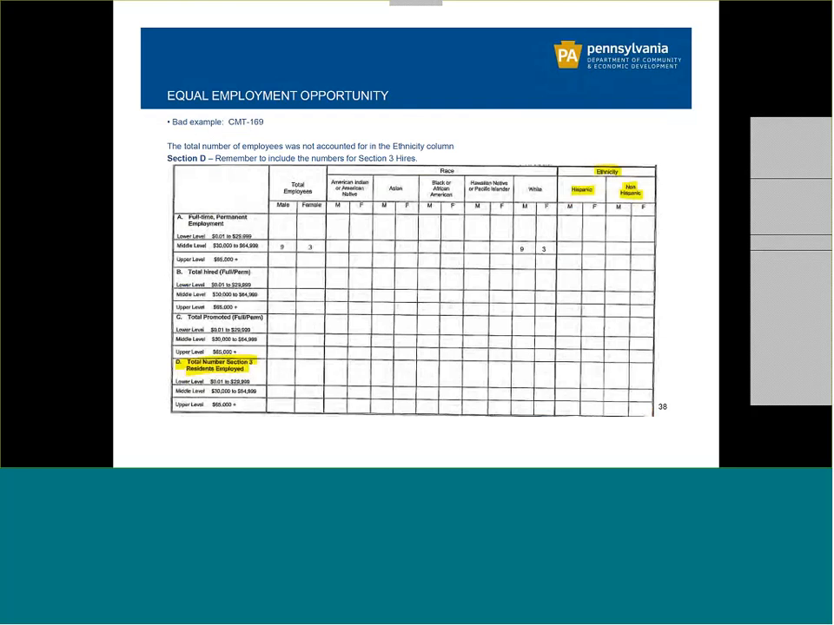As a bad example, under the CMT 169, again, they didn't include the Section 3 residents employed. We went over that. But also under ethnicity, there is no indication of whether they're Hispanic or non-Hispanic. So you should always have numbers in your race, and you should always have numbers in the ethnic columns.